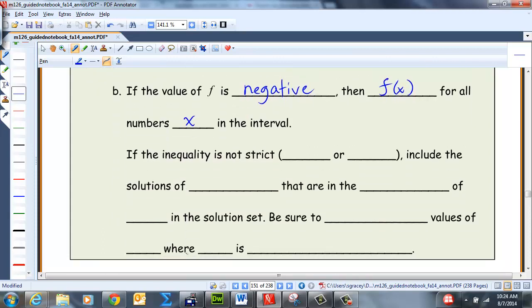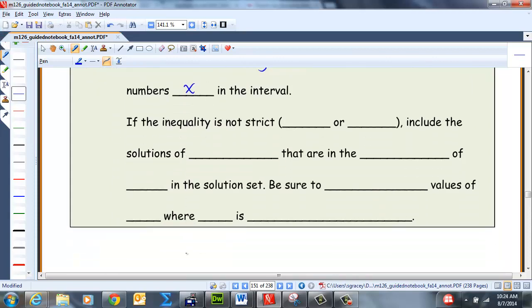So if the inequality is not strict, meaning you could have a greater than or equal to or less than or equal to, you would include the solutions of f of x equal to 0, so the zeros of the function that are in the domain of f, in the solution set. And then, of course, be sure to exclude values of x where f is undefined.